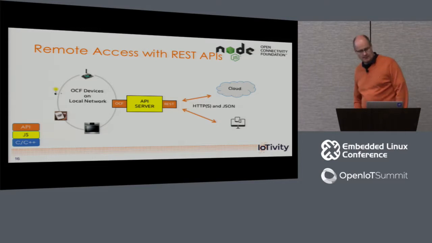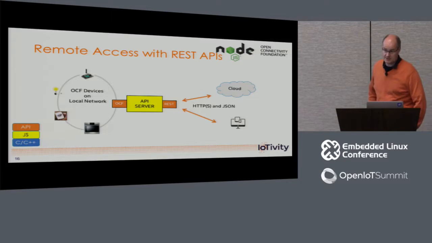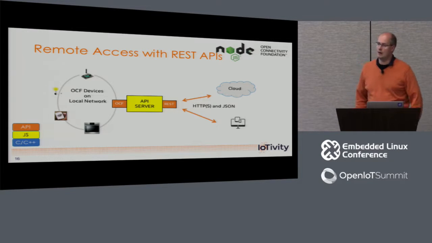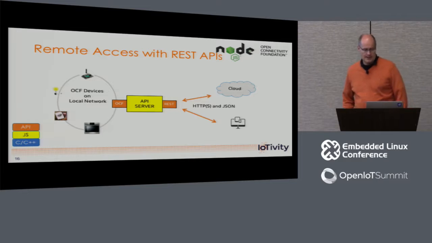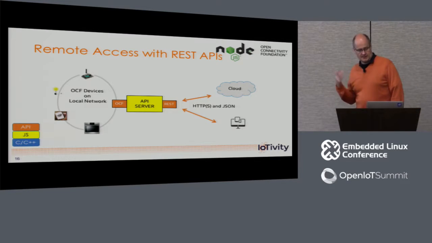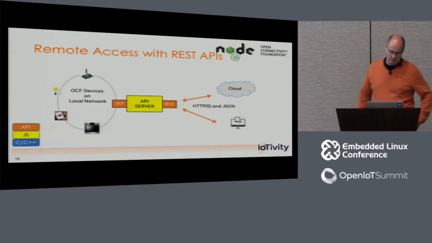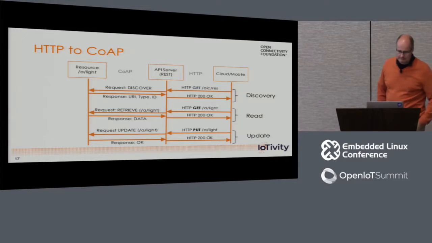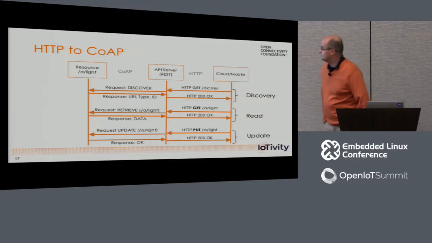What we have done is we took the Iotivity node and built an application on top of that, which provides the REST APIs to the cloud. And then on the left-hand side, it's using CoAP to discover the local resources on the local network. And on the right-hand side, you just talk HTTP. So that's the REST API, and on the left-hand side, it's CoAP. So it's kind of an HTTP to CoAP bridge.